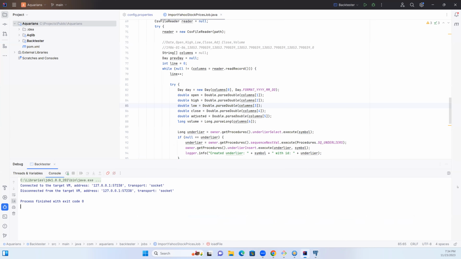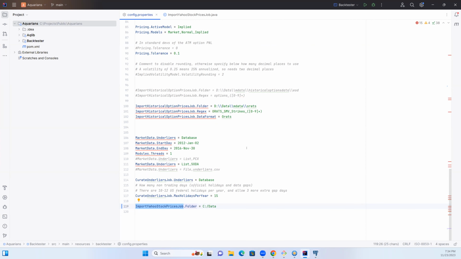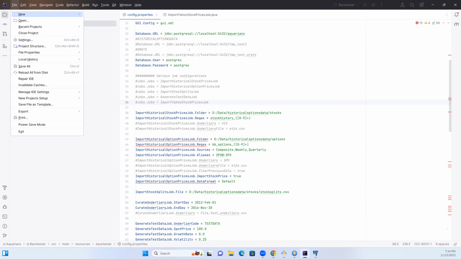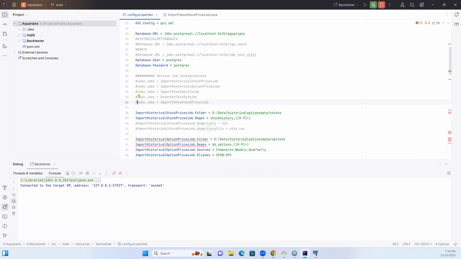Now I'm going to run it in graphical mode, which means just disable any sort of jobs that are run as a console, so no graphical interface. So disable this and restart it in graphical mode.